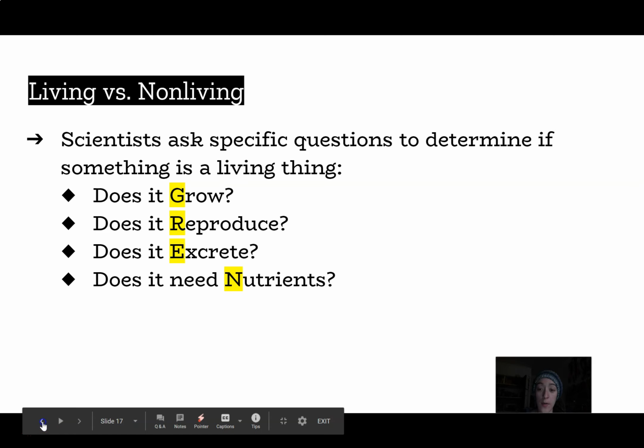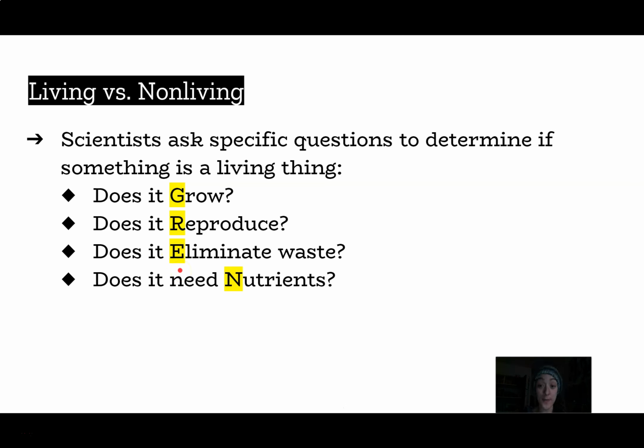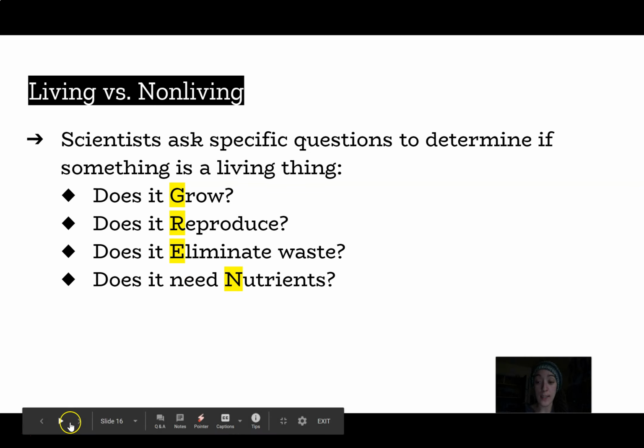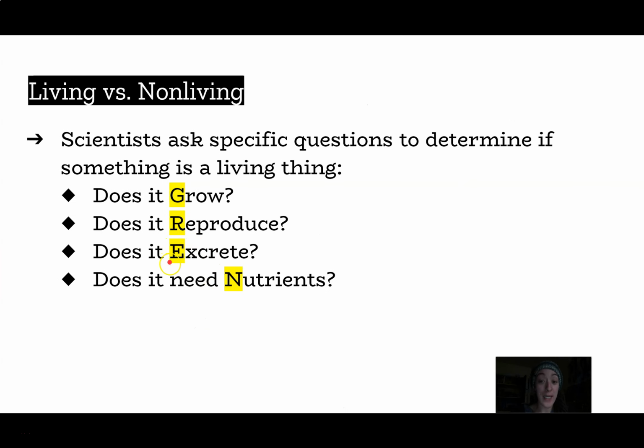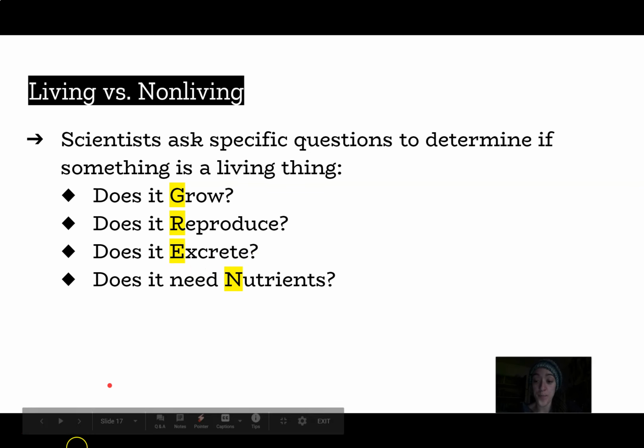Okay, and another way to say this E word, eliminate waste: eliminate means to get rid of, so get rid of waste. Or another way to say that E word is excrete. Excretion is pooping. It's the same as getting rid of waste. It means the same.